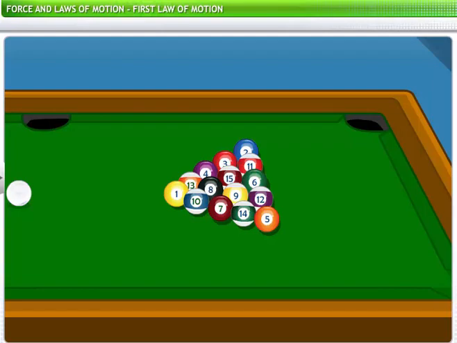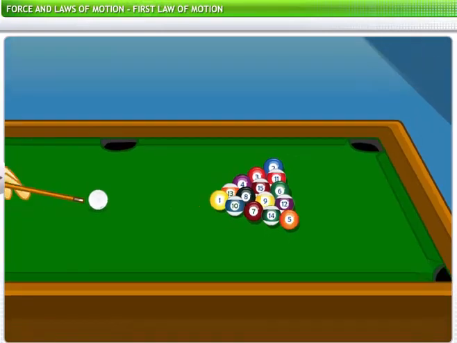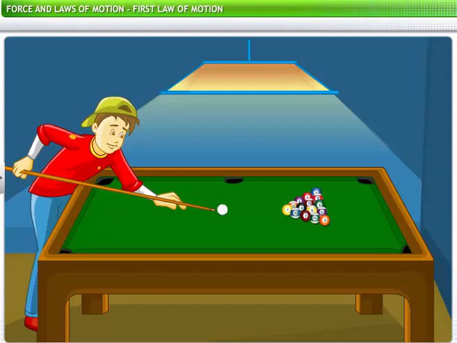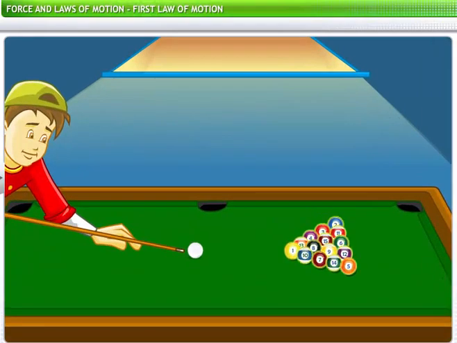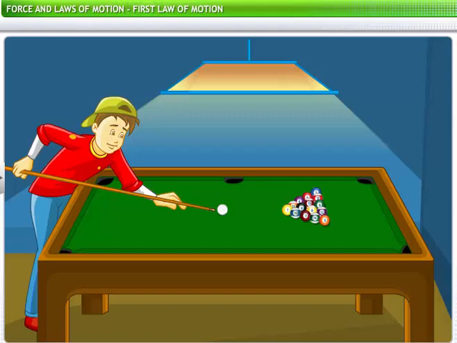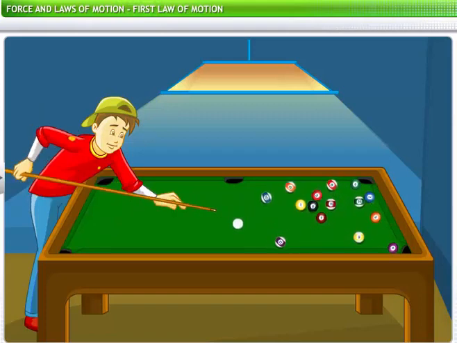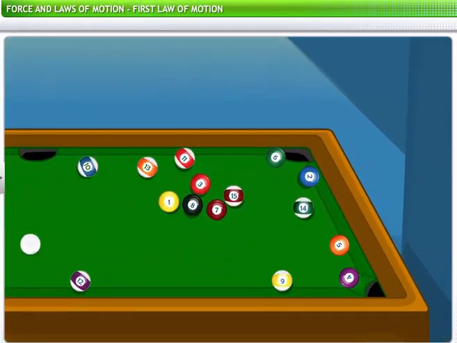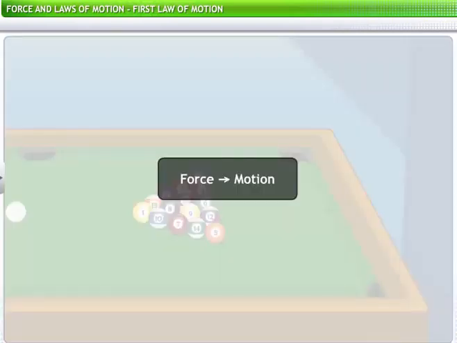Let us take a look at a billiard table, something most of us are all familiar with. The balls are all stationary. What will make them move? A push from the stick, that is, an external force. The important thing to note here is that without this push or an external force, the balls will remain at rest for an infinite duration. Thus, motion is a direct result of force.